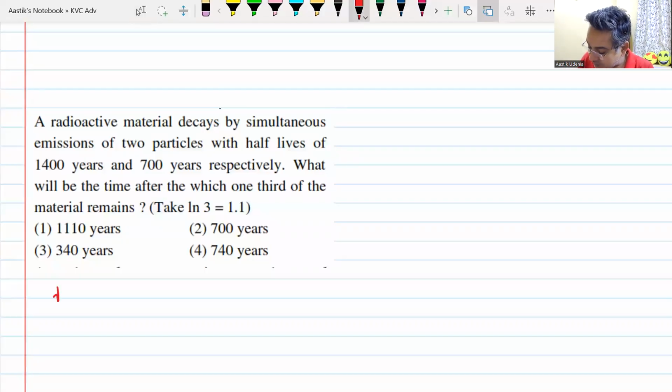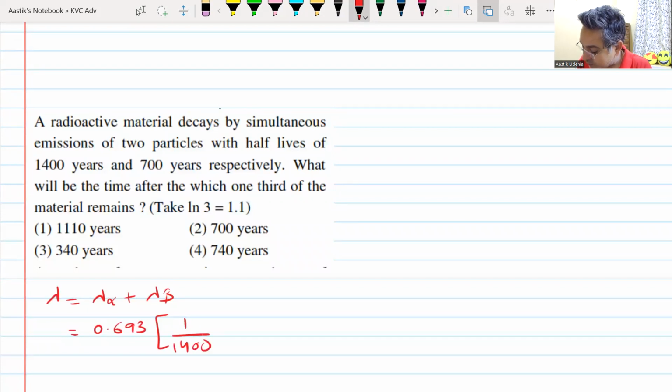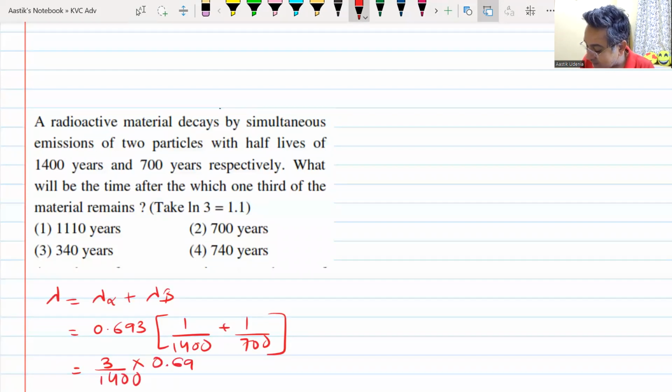So how do you need to solve this? You need to find out the lambda effective, lambda alpha plus lambda beta. So you can write it as ln2, 0.693, divided by 1400, plus 1 by 700. So from here you will get it as 3 by 1400 multiplied by 0.693. Now the activity of the sample should become 1 by 3.